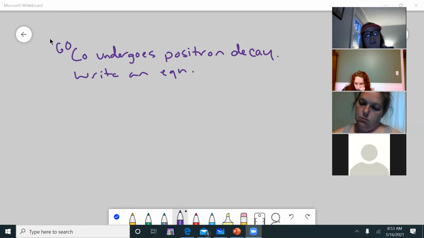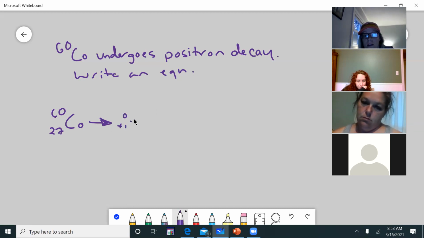Okay, so I gave you cobalt 60. I didn't give you the atomic number, so you just need to have a periodic chart with you. So for cobalt 60, if it's cobalt, it should have an atomic number of 27. If it undergoes positron decay, that means that we have a mass of 0, a charge of 1, and it has the little electron symbol. This is the positron.